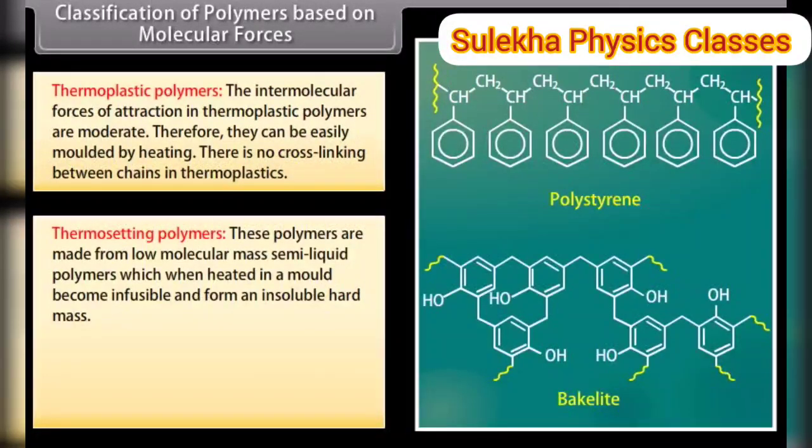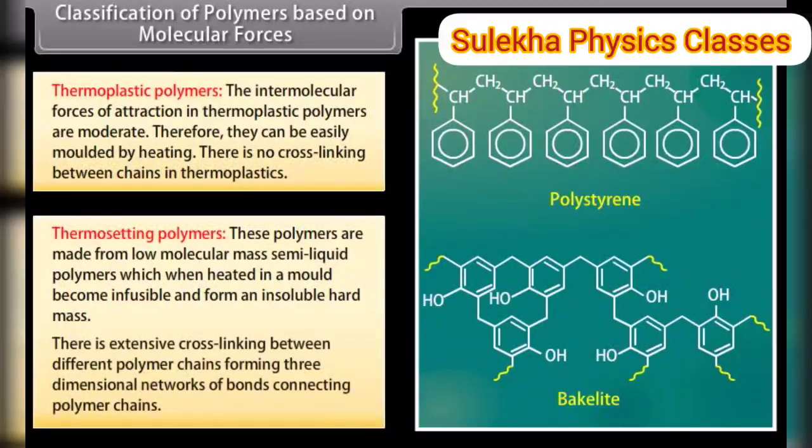Thermosetting polymers. These polymers are made from low molecular mass semi-liquid polymers, which when heated in a mold become infusible and form an insoluble hard mass. There is extensive cross-linking between different polymer chains, forming three-dimensional networks of bonds connecting polymer chains. For example, Bakelite.